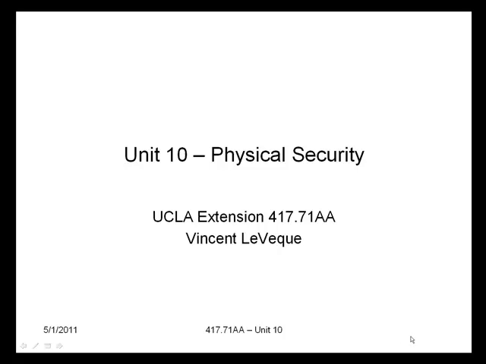This is Unit 10, Physical Security for UCLA Extension 41771AA. The last unit in this class, we're dealing with site, building, and physical security protection measures. From a general point of view, this isn't just specifically dealing with securing data centers and information systems assets, but also securing the other valuables of a site. This topic is very important as part of the CISSP Common Body of Knowledge.